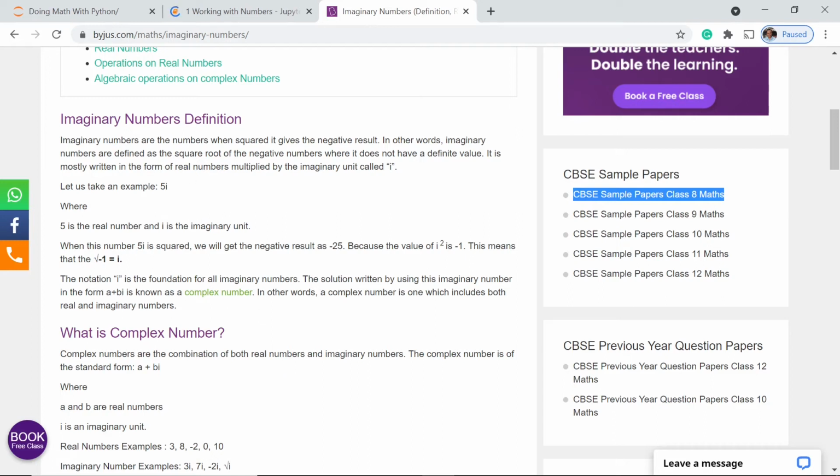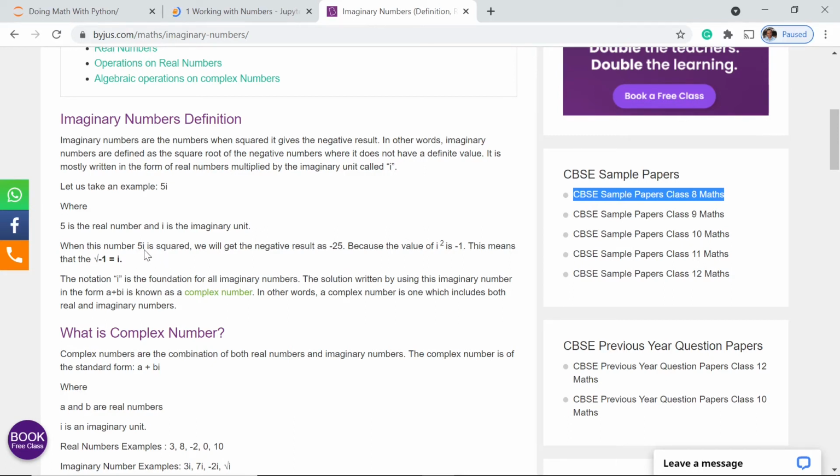So an imaginary number is a number that, when squared, will give us a negative result. It is written in the form of a real number multiplied by an imaginary unit called i. For example, we have 5i. This will give us the result of negative 25, because the value of i squared is negative 1.